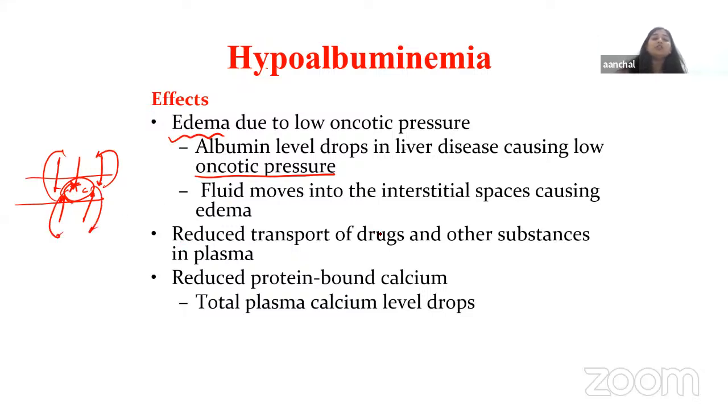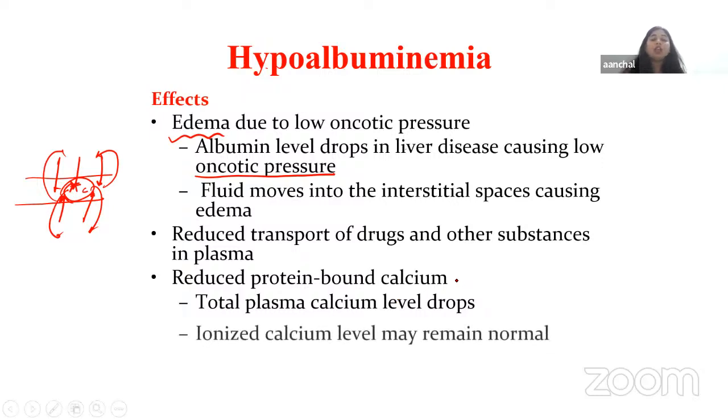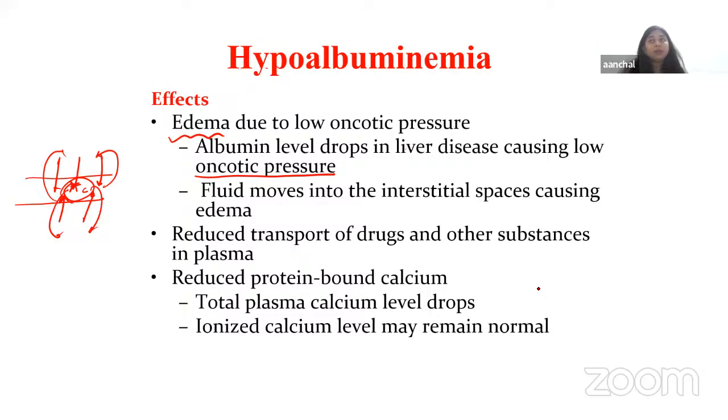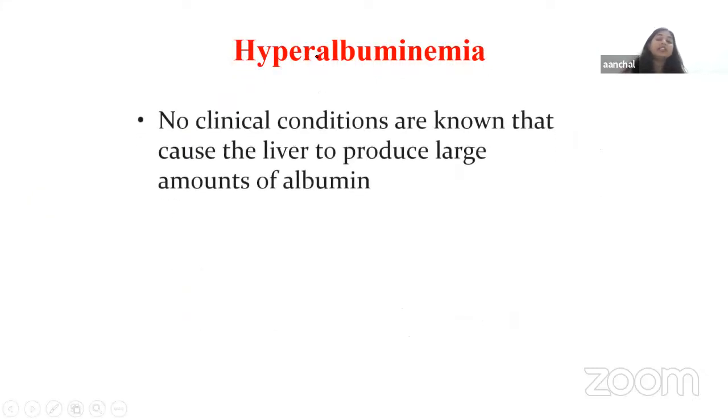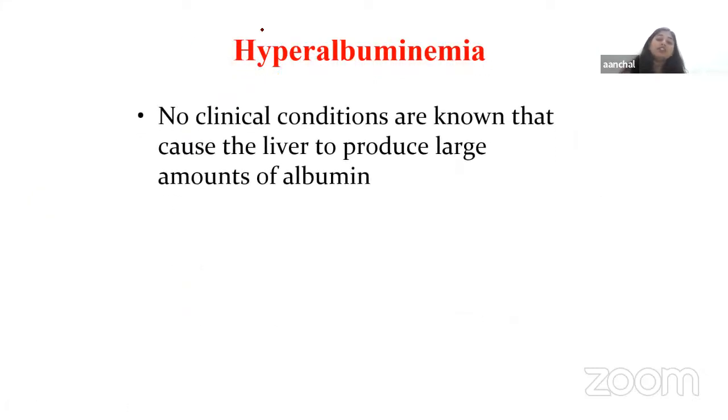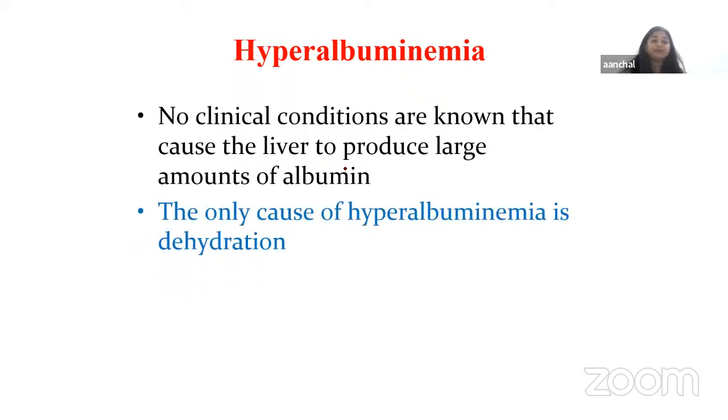Then there is reduced transport of drugs and other substances in the plasma, and reduced protein bound calcium, that is, total calcium level drops. Ionized calcium level may remain normal in this case. The next we have hyperalbuminemia, in which there is an increase in the level of albumin in blood. No clinical conditions are known that cause the liver to produce large amounts of albumin. It only occurs in the case of dehydration.